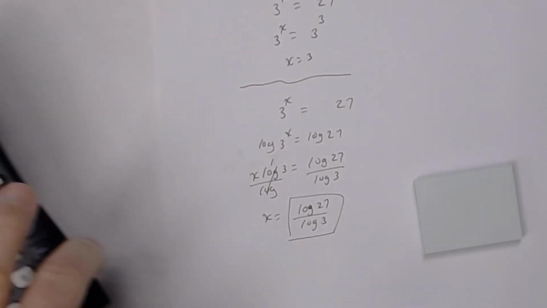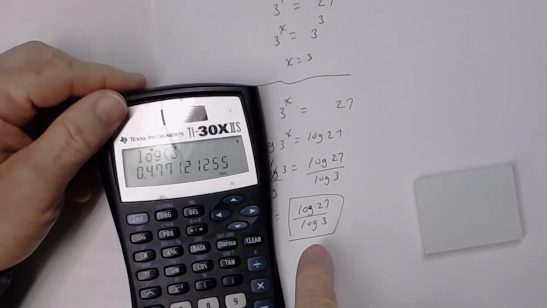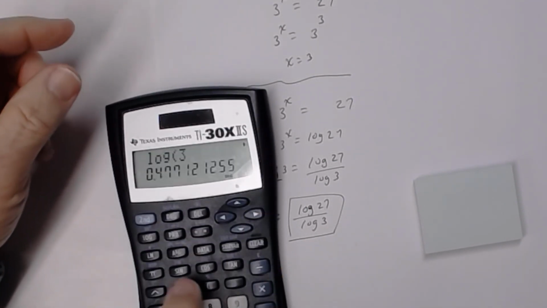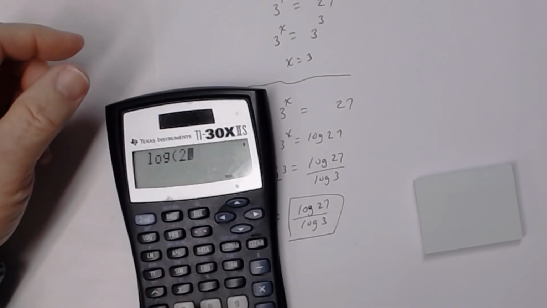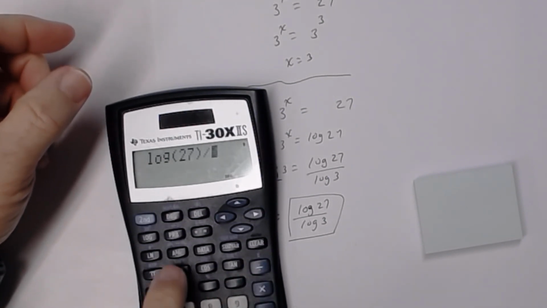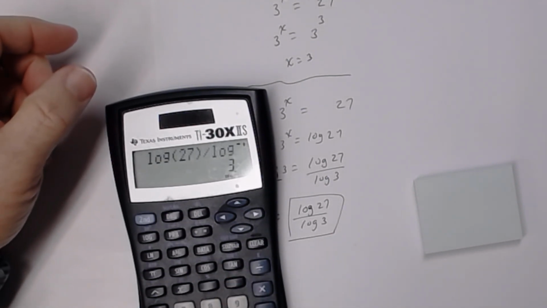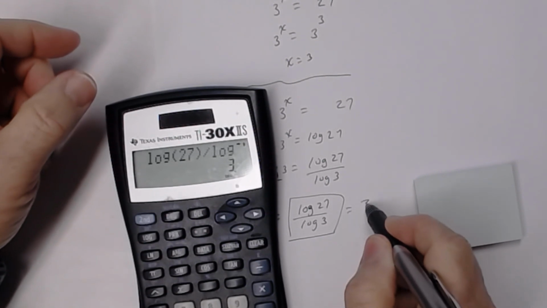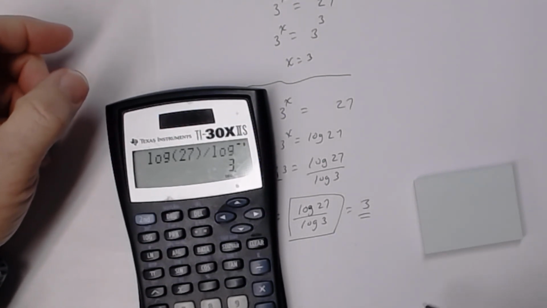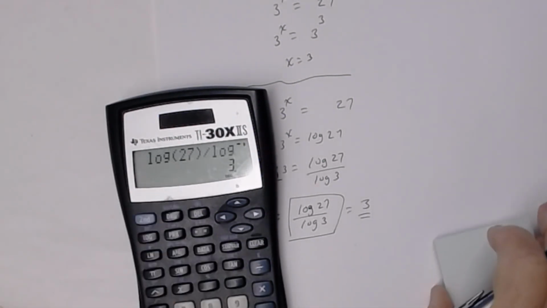So watch. If you take the log of 27, look what happens. The log of 27, make sure you close the parentheses though, divided by the log of 3, make sure you close the parentheses, and press equal, you get 3. So this means the same thing as 3. See that? All right, now one of the mistakes people make is this.